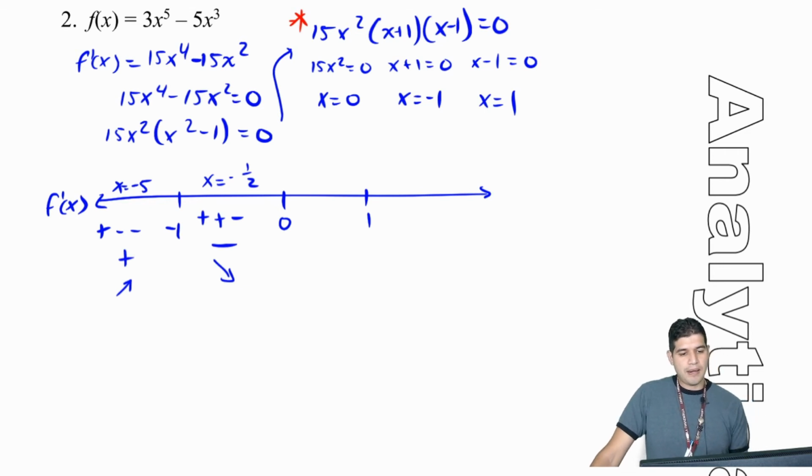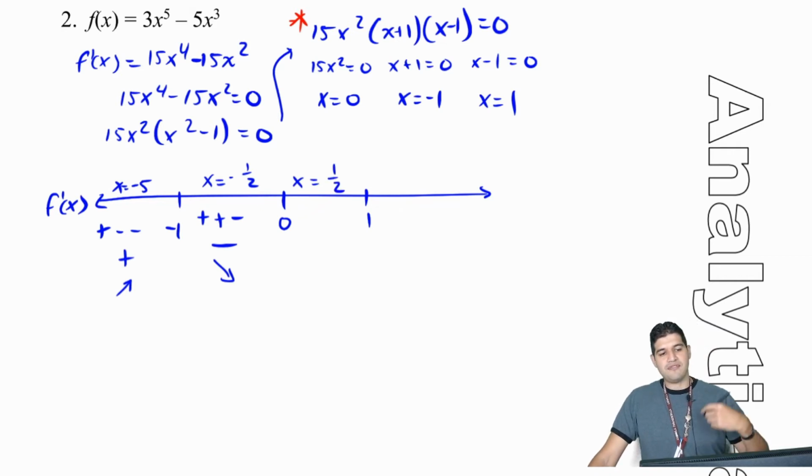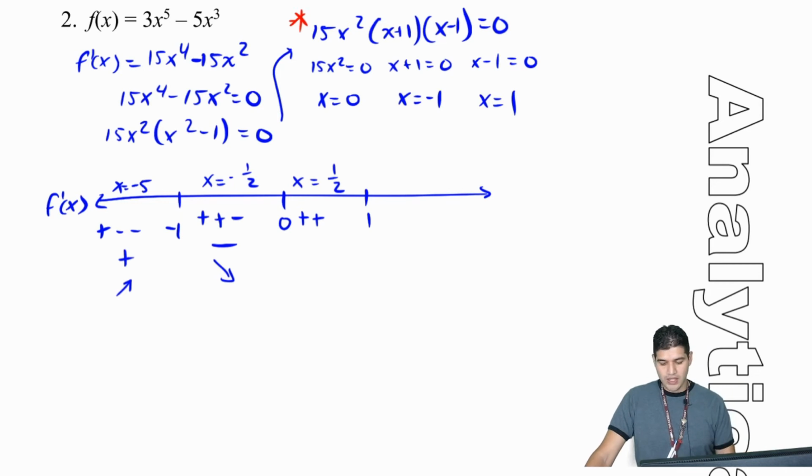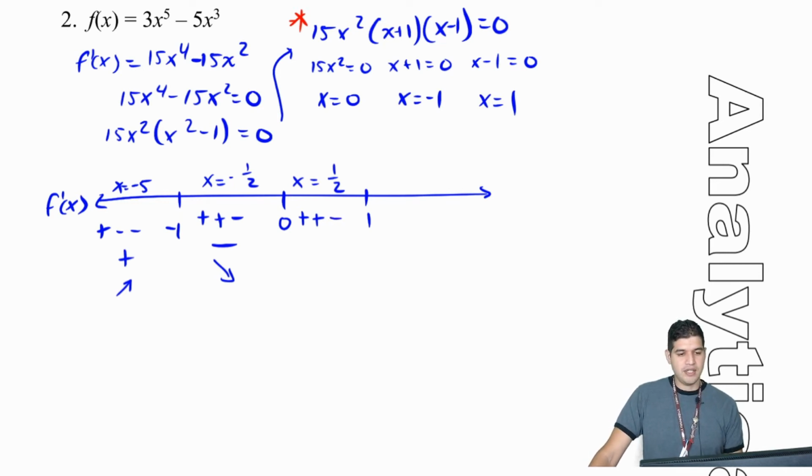So now I'm going to use a value in between 0 and 1. I'll use x equals +1/2. And so if I use 1/2 squared times 15, I get a positive value. 1/2 plus 1, I get a positive value. And 1/2 minus 1, I'm going to get a negative value. So overall, this all comes out to be negative, which means my function will still be decreasing.